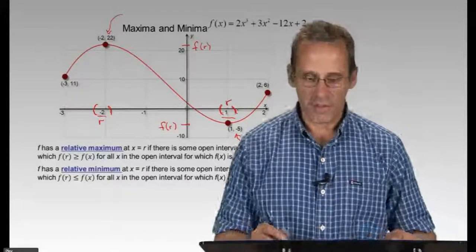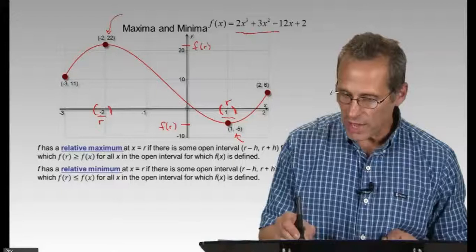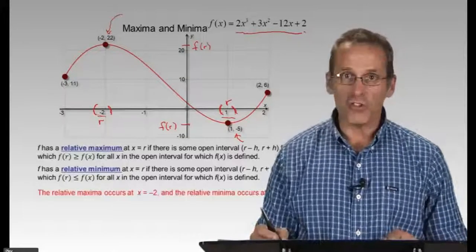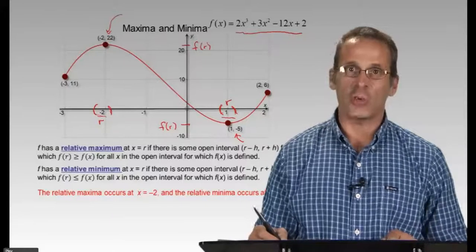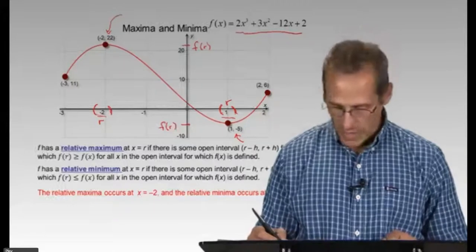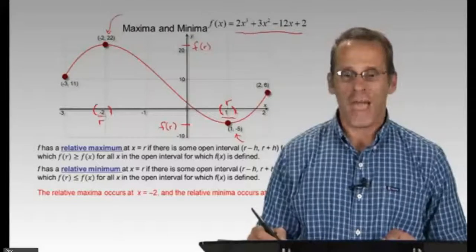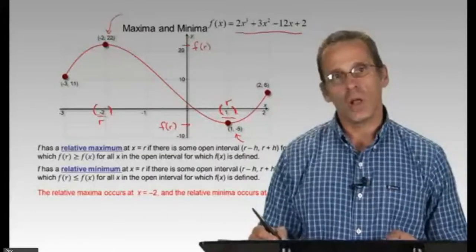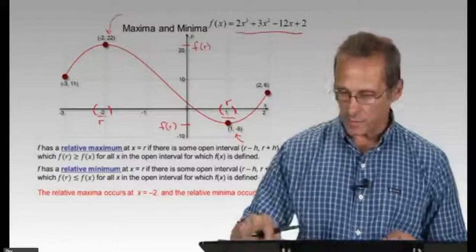The function we have is f of x equals 2x cubed plus 3x squared minus 12x plus 2. So for this function, what we say is that the relative maxima occurs at x equals -2, and the relative minima occurs at x equals 1. The actual maximum value, that's the y-coordinate 22. The actual minimum value, that's the y-coordinate -5.